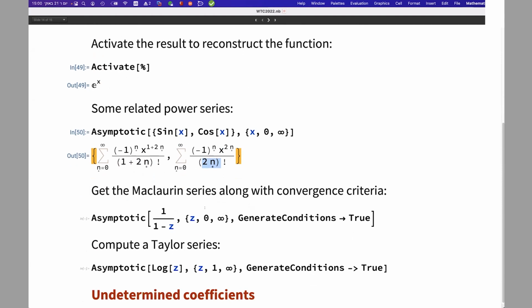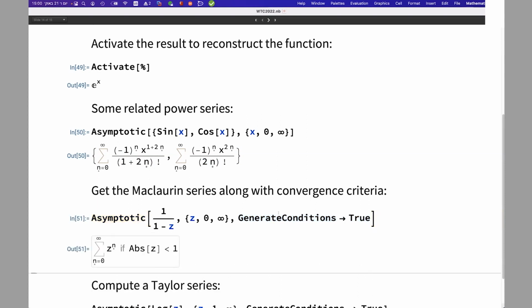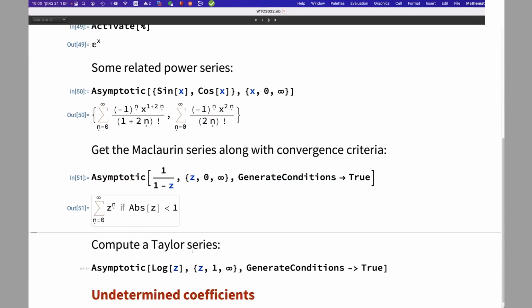Here's a Maclaurin series of 1 over 1 minus z. And we added the option GenerateConditions goes to True, which will give us the radius of convergence for our power series. So it converges as long as the absolute value is less than 1.